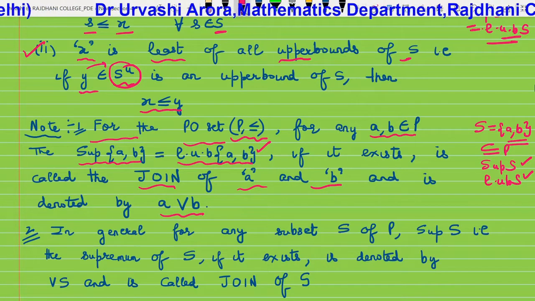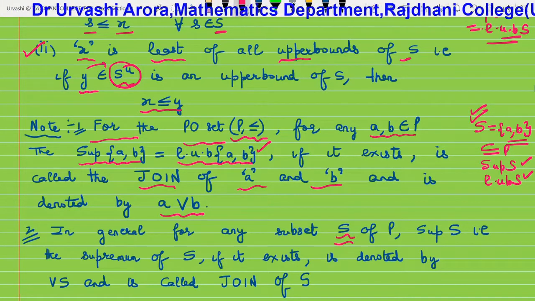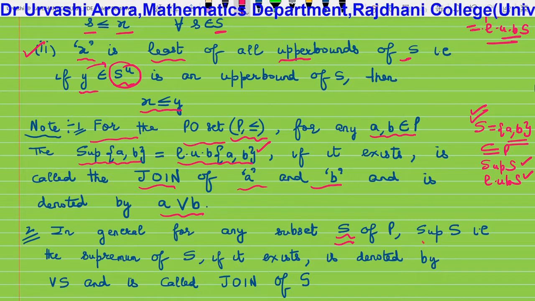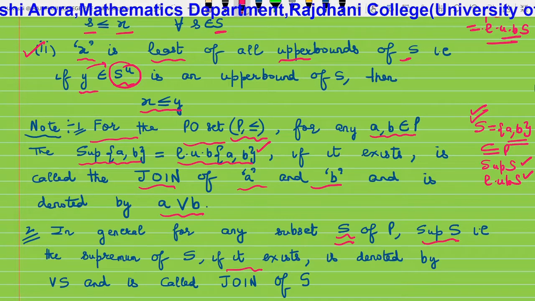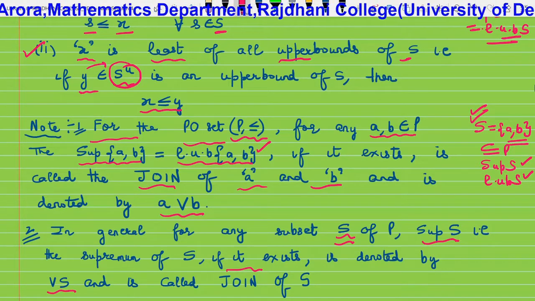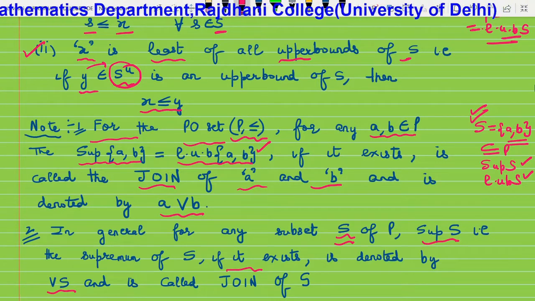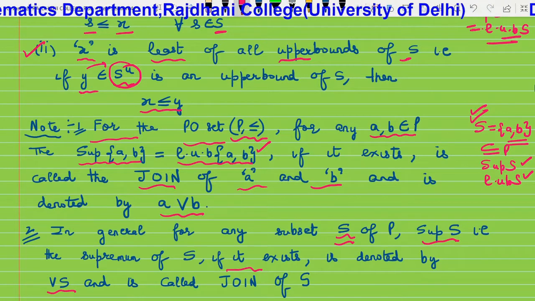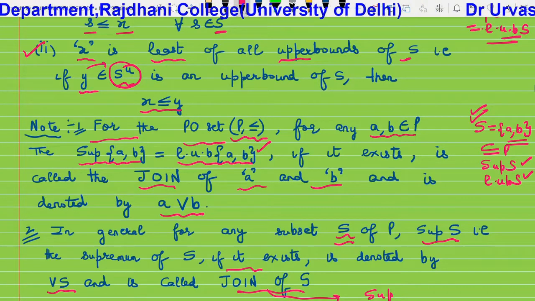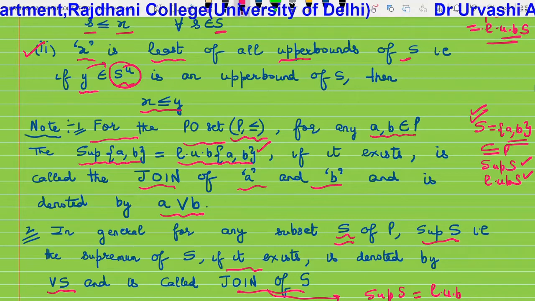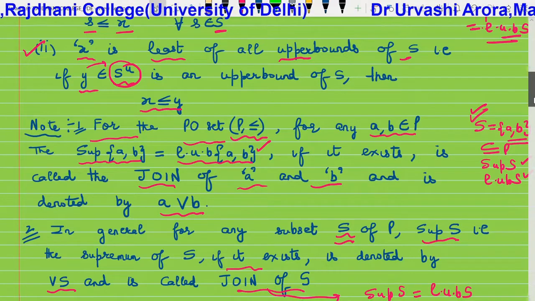So in general here S was a set consisting of just two elements A and B, but in general if S is any subset of P, then again we can talk of the supremum of S, provided it exists, and in that case the supremum is denoted by ∨S, and is called the join of S or the supremum of S. So this join of S is actually nothing but another name for the supremum of S, or another name for the least upper bound of S. So these are two notations that we have for the supremum or the least upper bound of a subset of a PO set.